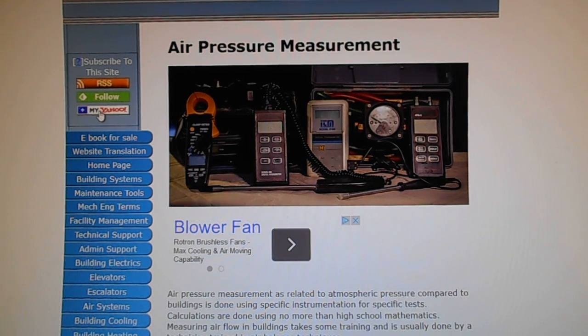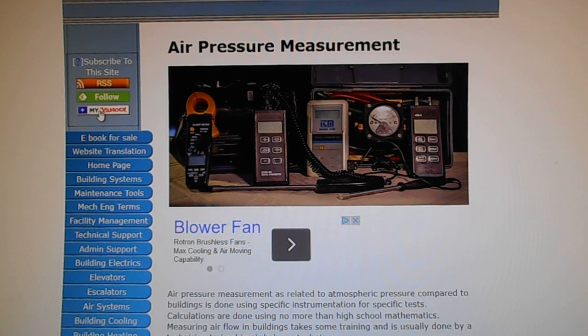This oral presentation speaks to air pressure measurement in a building as related to atmospheric pressure and is done using specific instrumentation for specific tests. Calculations are done using no more than high school mathematics. Measuring airflow in buildings takes some training and is usually done by a technician trained in air balance techniques.